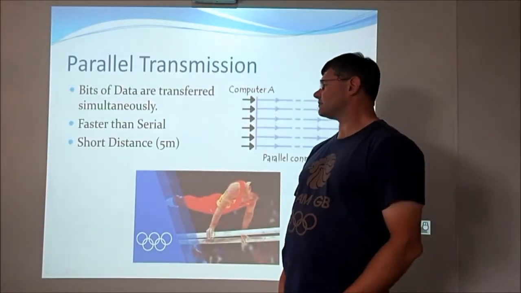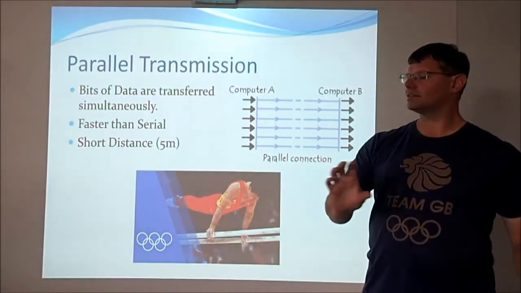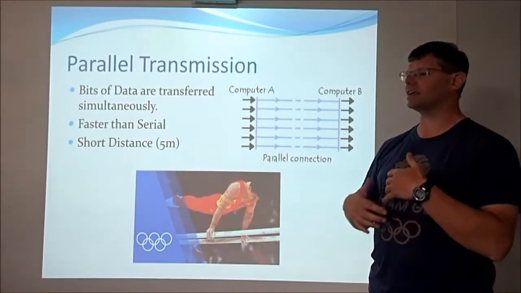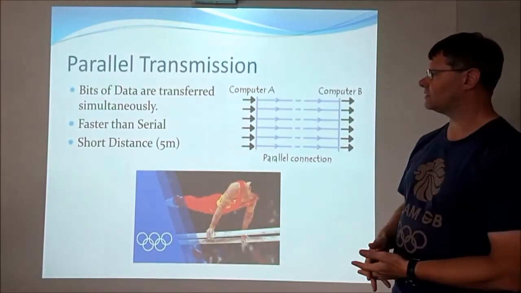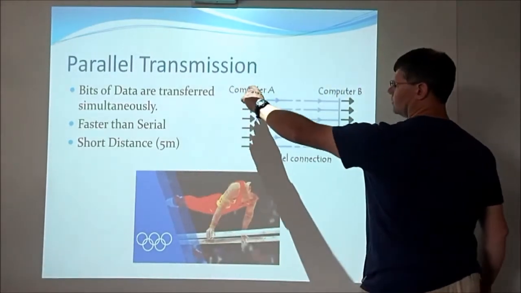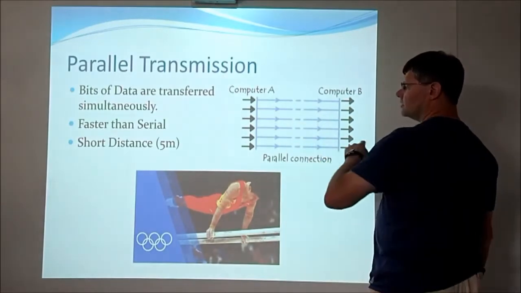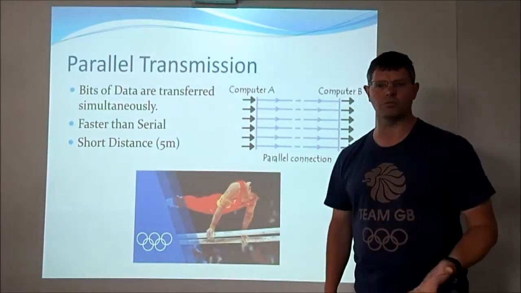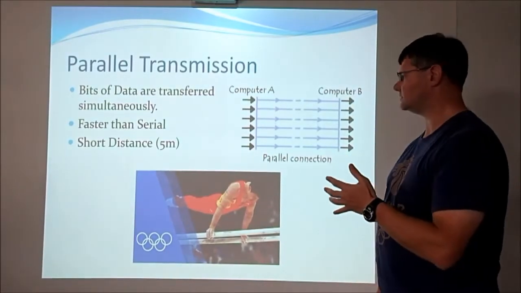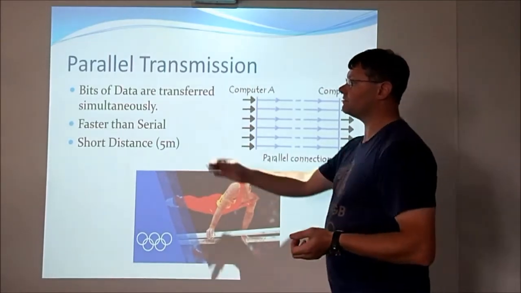Right, parallel transmission. This means that you can send bits of data at the same time. So once again, if you're thinking of roads, this is like a multi-lane motorway. So you can send all these bits of data, you can send them all across on separate wires all at the same time. That's how that cable will work. So it'll have lots of different wires in it, and you can send information down each of those things at the same time. Which is great. That works really well. It's very fast.